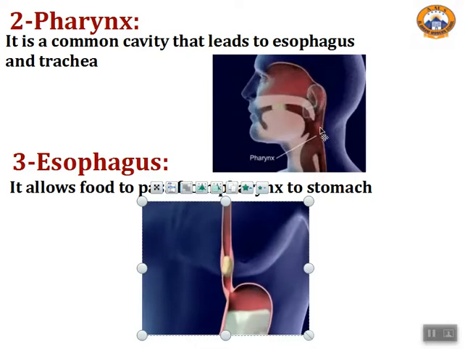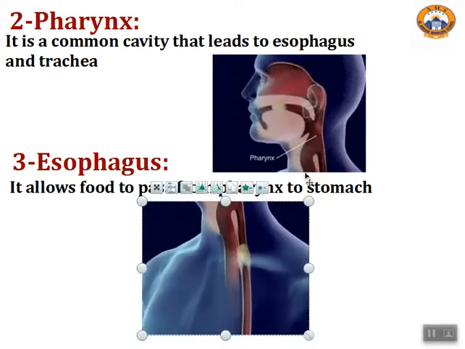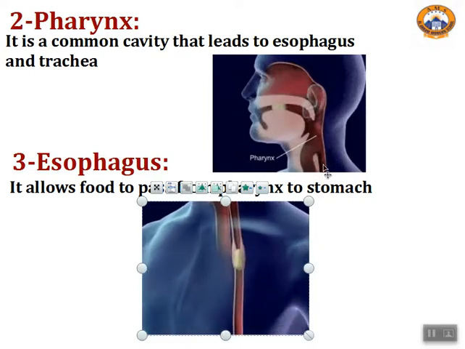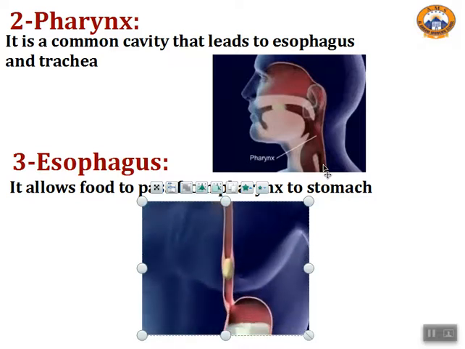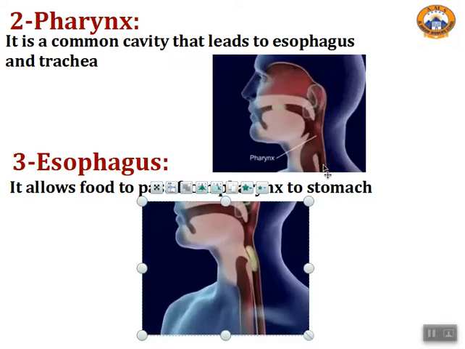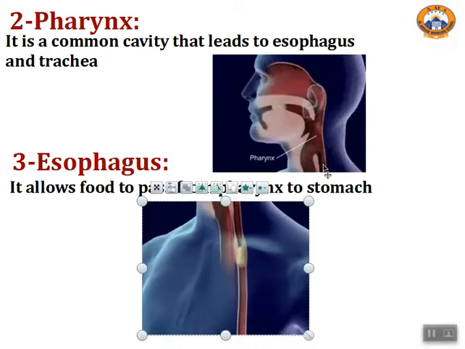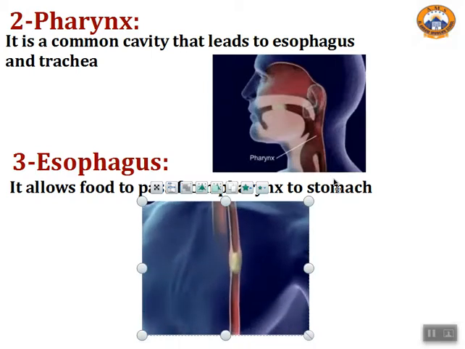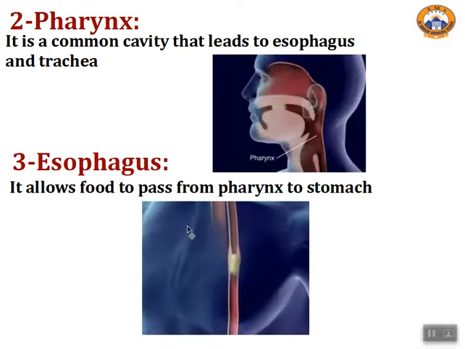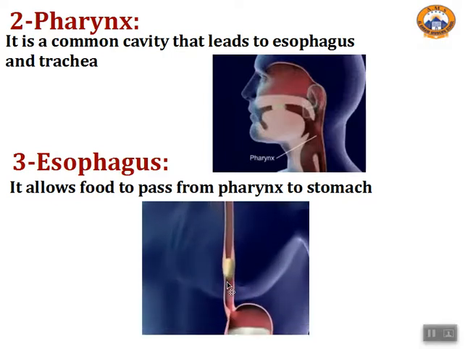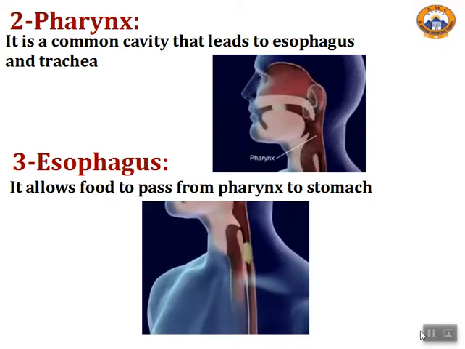So the pharynx is a common cavity. It leads to two pathways or two tubes of different systems. So what is the function of the pharynx? The pharynx helps to take food or to pass food from the mouth to the esophagus. The esophagus is a muscular long tube in which the food passes down from the pharynx to the stomach.